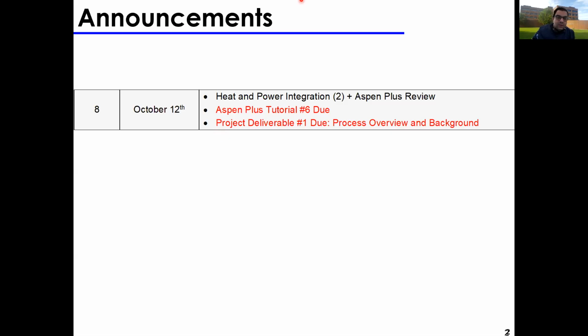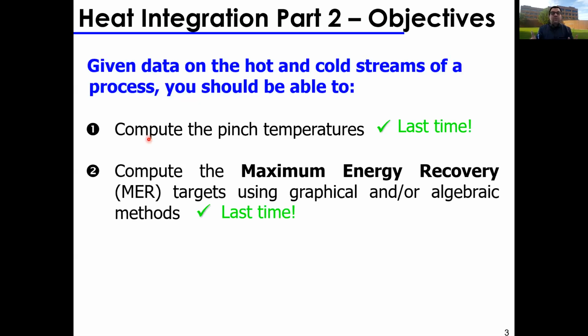Okay, let's move on. So the objectives, if you recall, last time we said, if I give you some data on hot and cold streams of a process, you should be able to calculate the pinch temperature, whether using the algebraic method or the graphical method. We had the homework as well, where we practiced this a bunch of times. And you should also be able to compute the maximum energy recovery targets using both graphical and algebraic methods.